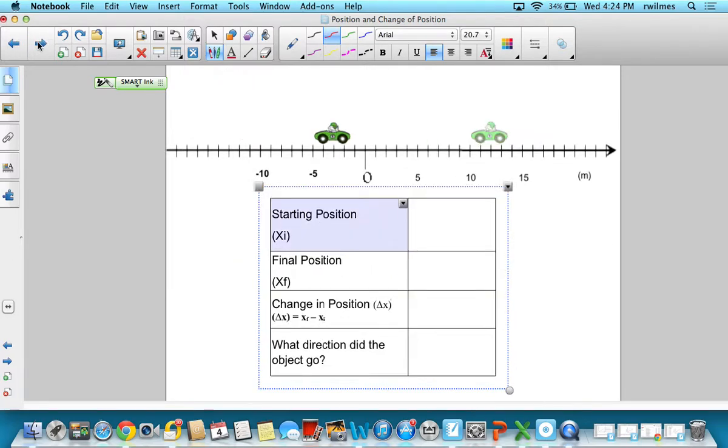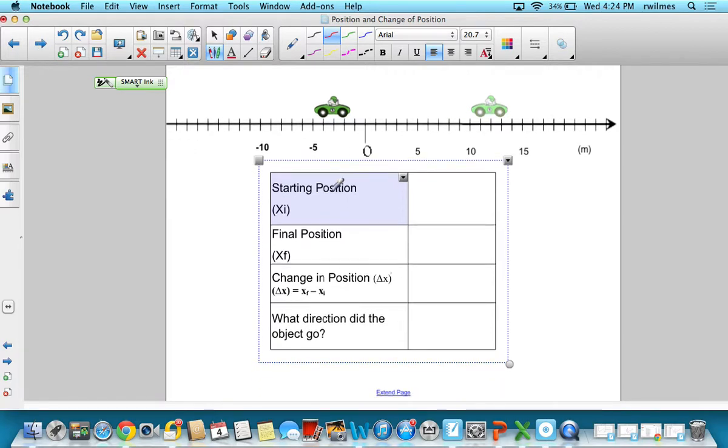Let's try one more. Again, we said in this case that every time we see these cars, the light colored one is going to be our starting position. Our dark colored one is going to be our final position. I'm always going to measure my car from the front bumper. So in this case, my starting position is going to be 10 meters. My final position is going to be -5 meters.